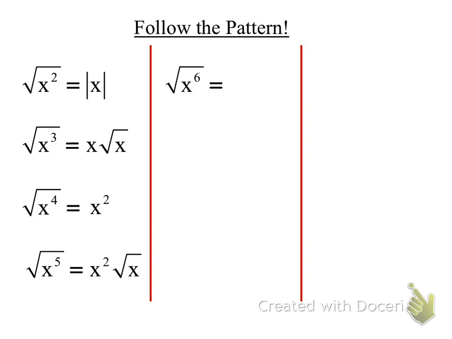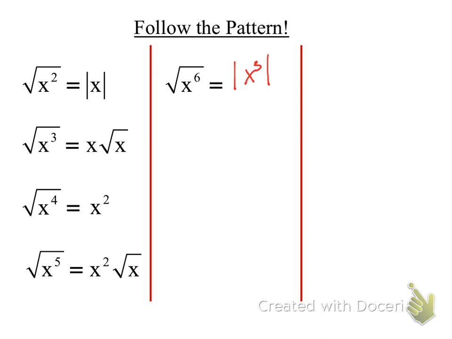X to the third, X to the sixth. The root of it is X to the third, but it's an odd result, so we need the closest even. No, it is an even. X to the sixth, the root is the absolute value of X to the third. Yes, we need the absolute value of X to the third because the result is odd.